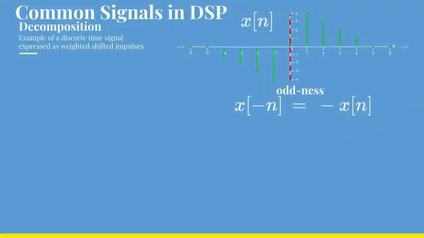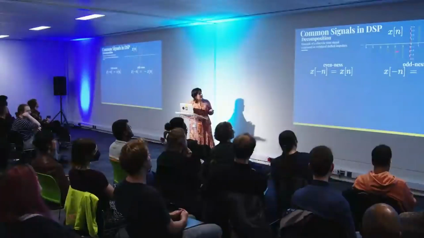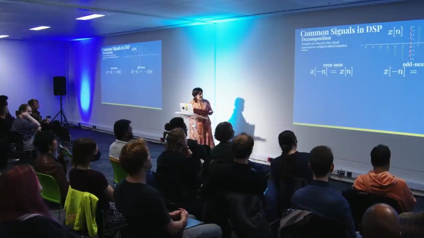We can also check the conditions for evenness. These are x of -n is equal to x of n. For this signal to be even, all of these impulses on this side would have to be made positive, and then we would have an even signal.